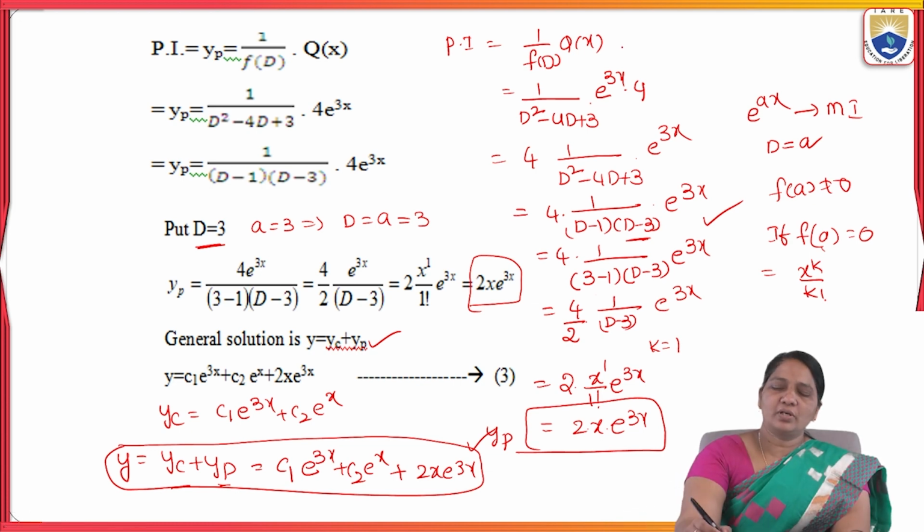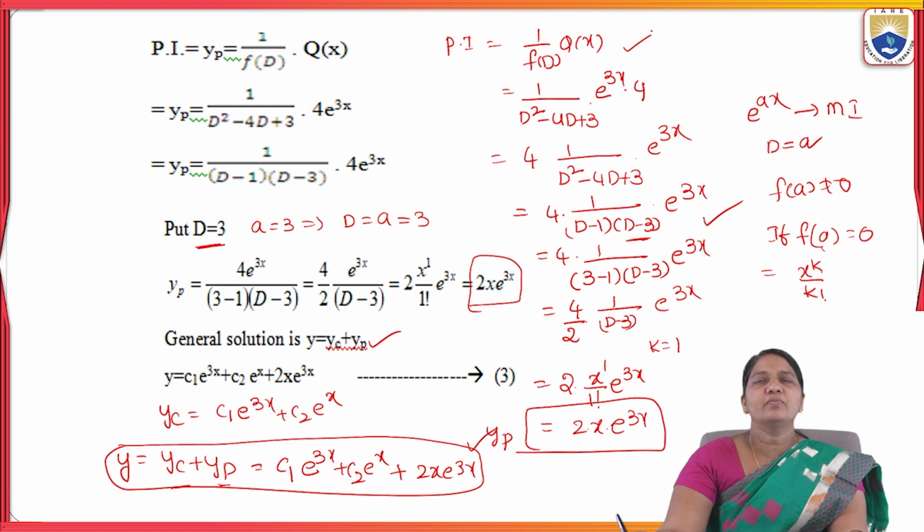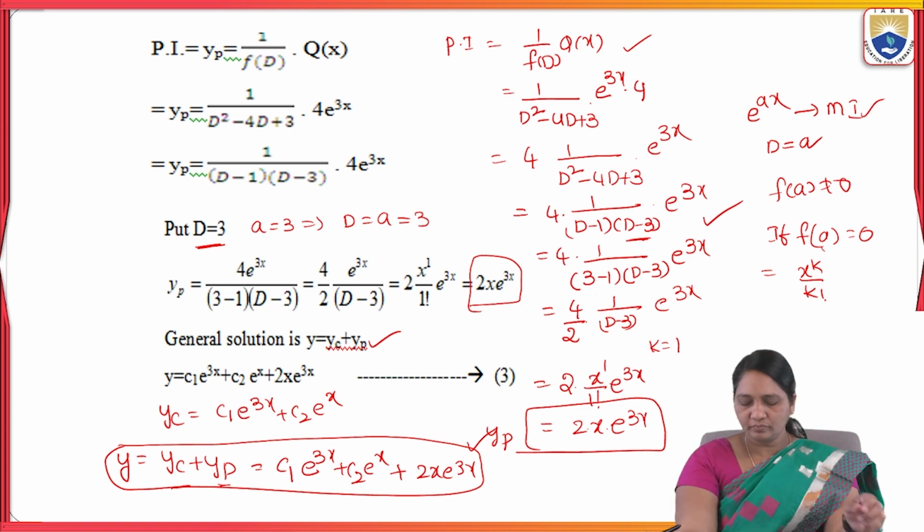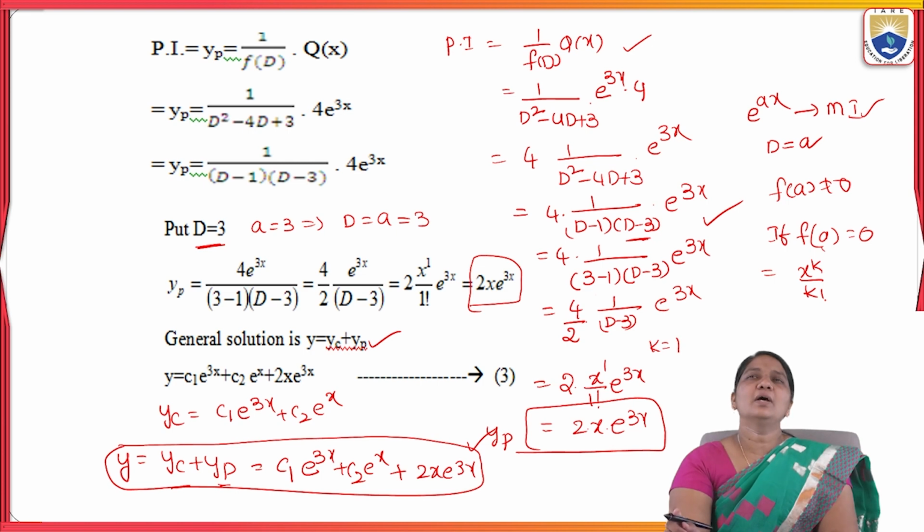So here for the particular integral, based on the Q of x value, we have different methods. For e power x, we can follow method 1. For the procedure of the particular integral methods, you can go through my videos on particular integral, method 1, method 2, method 3 and method 4. Then we can get clarity about the particular integral problems and the non-homogeneous equation problems also. So this is the way to solve the given equation up to the general solution.